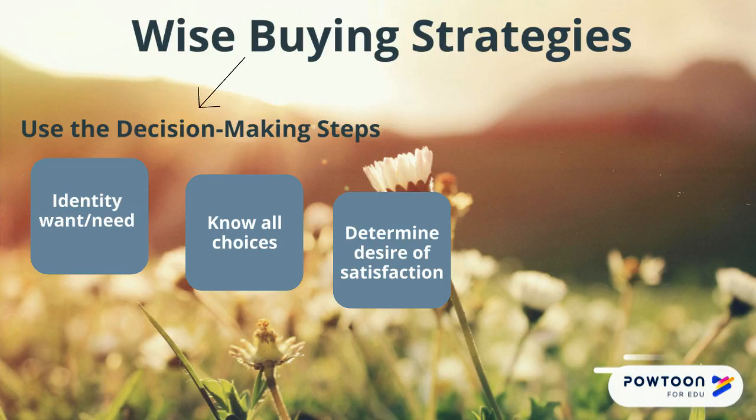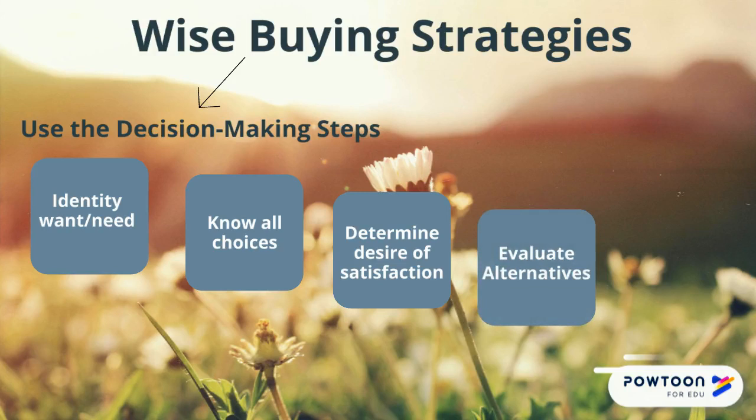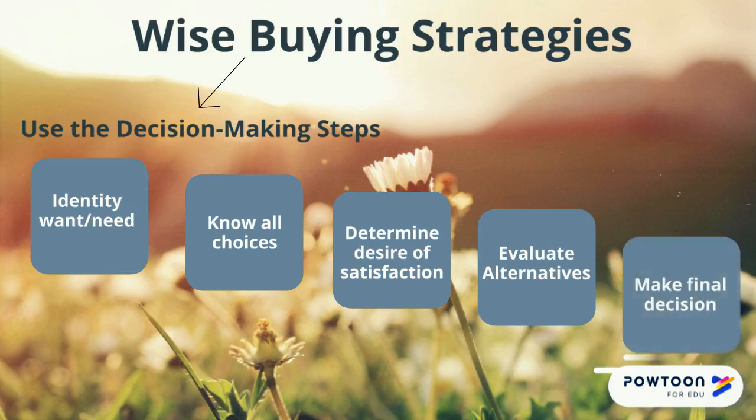Step 4 in the decision-making process is evaluating alternatives. At this stage, you will be shopping for products or services that could satisfy your needs. You will need to compare them in terms of criteria that you have made yourself. Step 5 is making the final decision. Decide whether or not to buy the product. Determine what product or service is most satisfying. You also need to decide which business you will be making the purchase from.